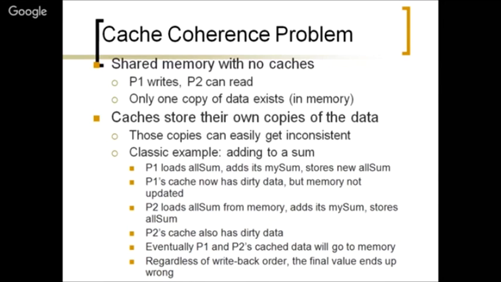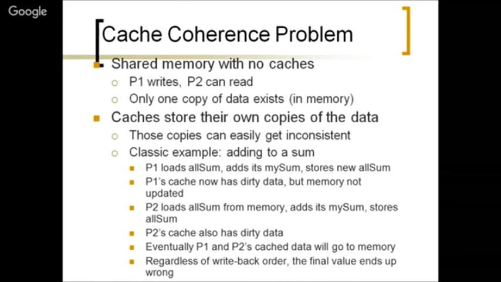Let's take an example. There are two processors. Processor one loads some value, because it is doing some processing, adds some value, and stores its new value. Once it is stored to memory, there is no need to keep the copy, so the P1 cache will be treated as dirty data.